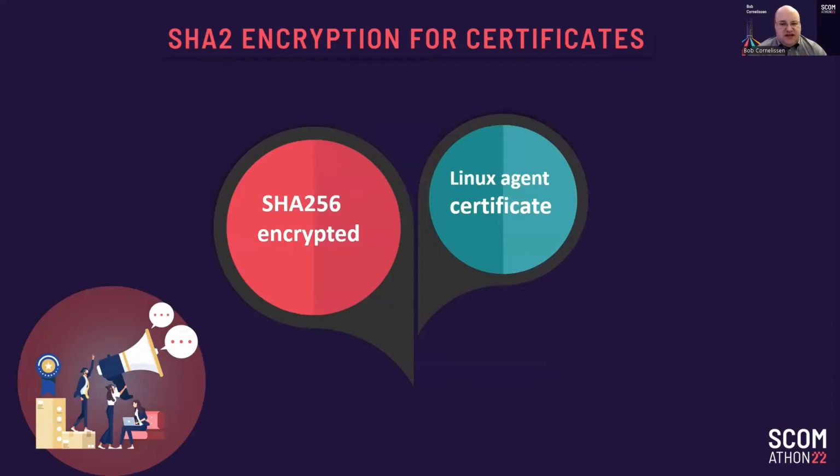Now, for Linux agents, a self-signed certificate is created by the Linux agent at installation and next sent to the management server for cross-signing with the SCX certificate and to encrypt it. Now, this encryption is based on SHA-256 going forward. This is to raise the security and encryption levels for the Linux monitoring side.